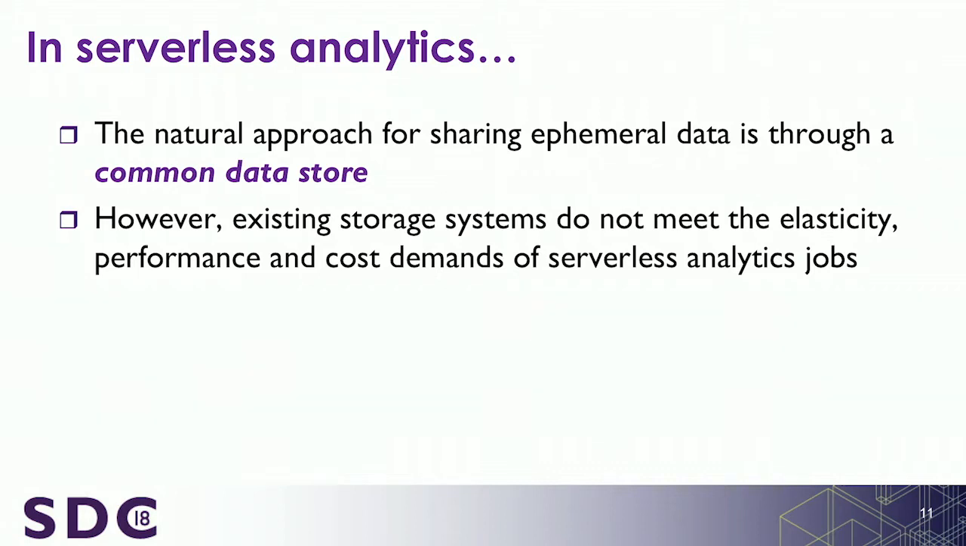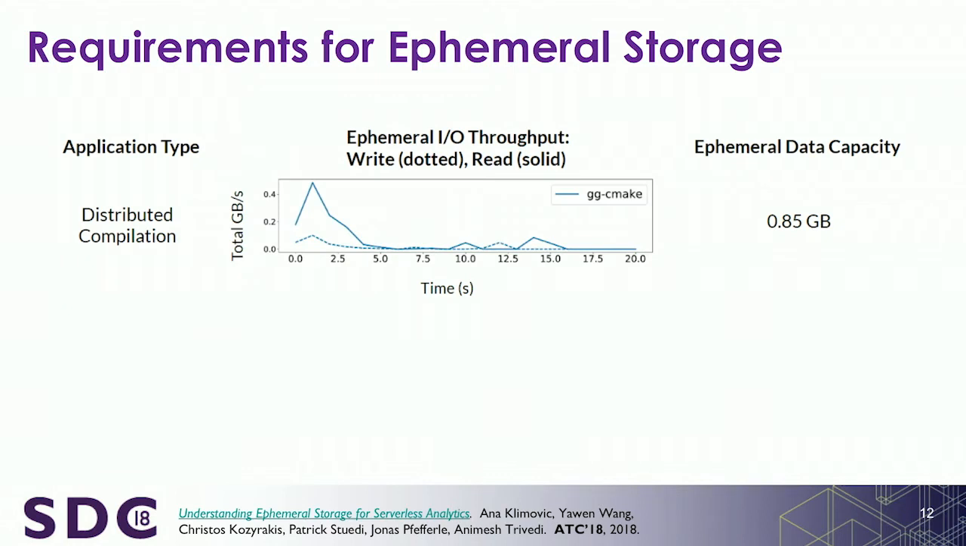And to understand why, we look at what these requirements are. So we analyze 3 different types of serverless analytics jobs, and we look at their requirements in terms of ephemeral I/O throughput, capacity, the data size, and the object lifetime. So the first type of application we look at is a distributed compilation job. So imagine you're trying to compile some source code, which might take minutes or even hours on your local machine. You would be doing maybe make -j8 if you had an 8-core machine.